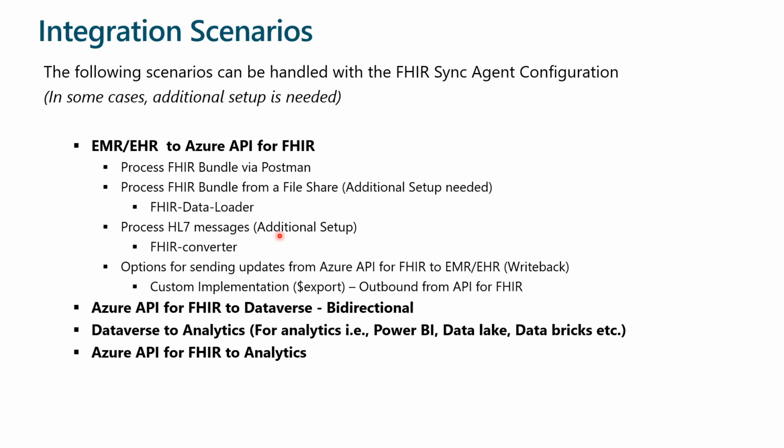In terms of sending updates from Azure API for FHIR to EMR or EHR, you can choose to implement your custom implementation of this write back. Some of the options include exporting from Azure API for FHIR and leveraging this functionality to integrate or write back to your EMR. Azure API for FHIR to Dataverse bidirectional. Dataverse to analytics. For analytics, we can use Power BI, Data Lake, Databricks, etc. And then Azure API for FHIR to analytics.